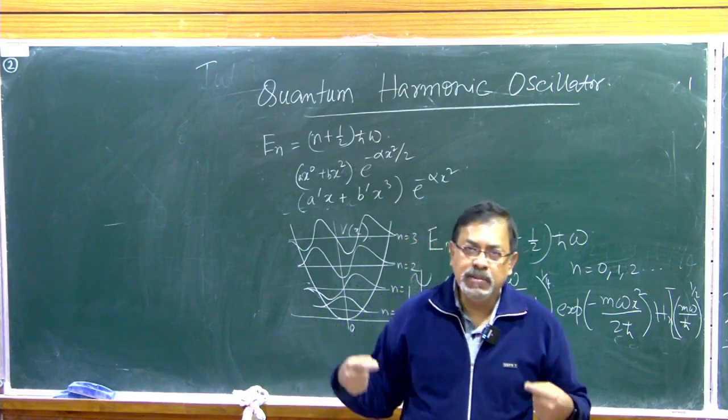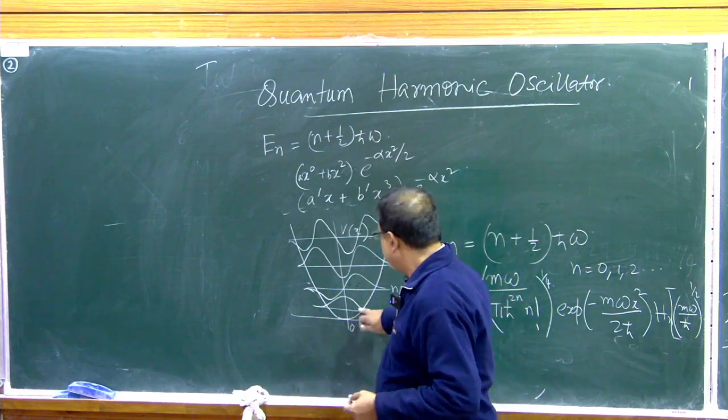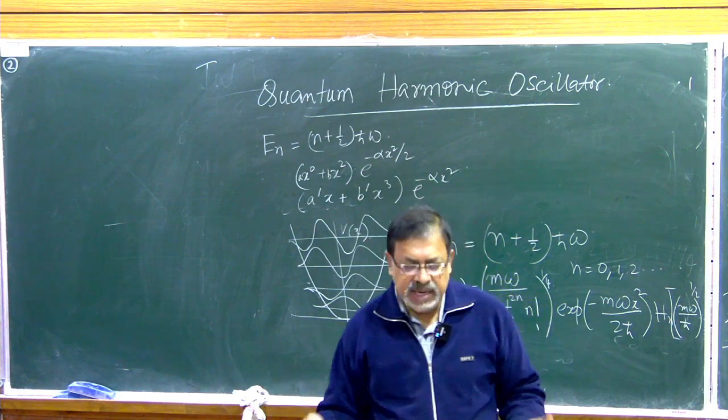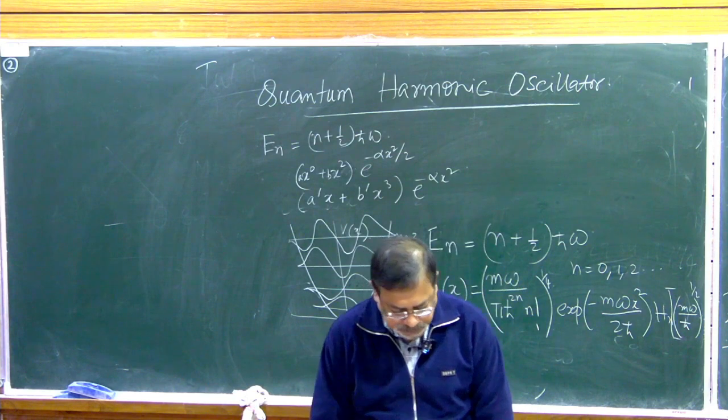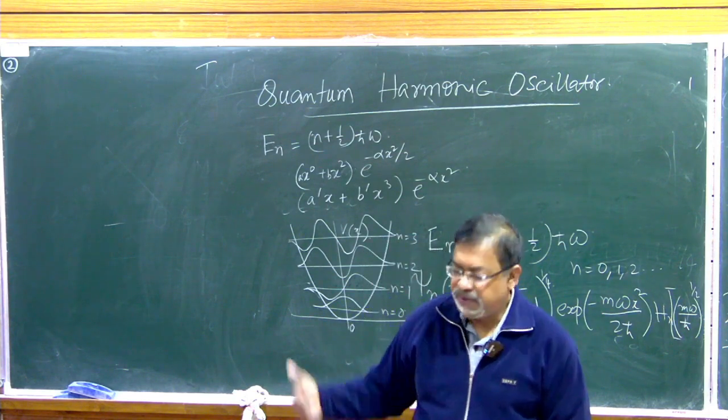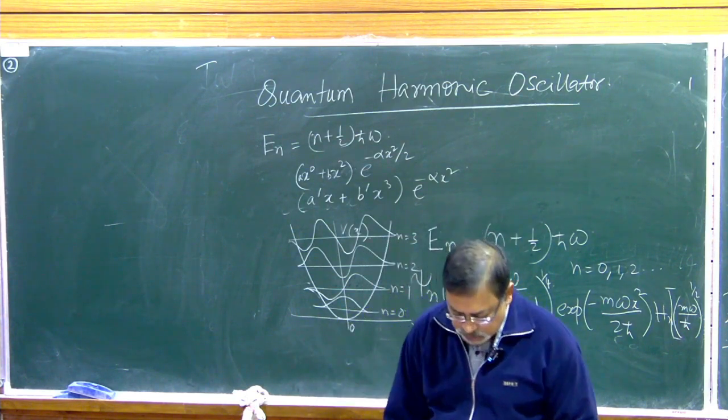If you plot the mod square of each one of those wave functions, they are anyway real, so you can take the square of that and plot, and you will get the probabilities corresponding to these states.